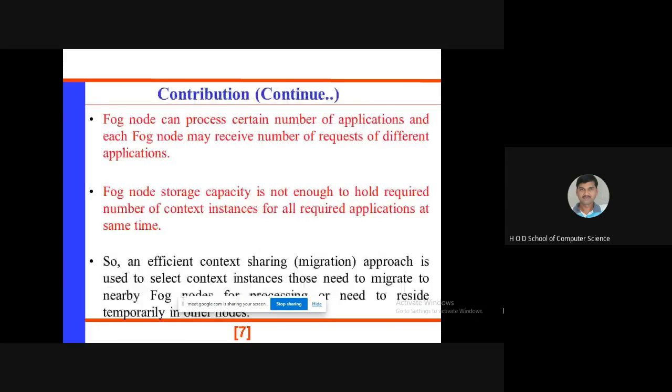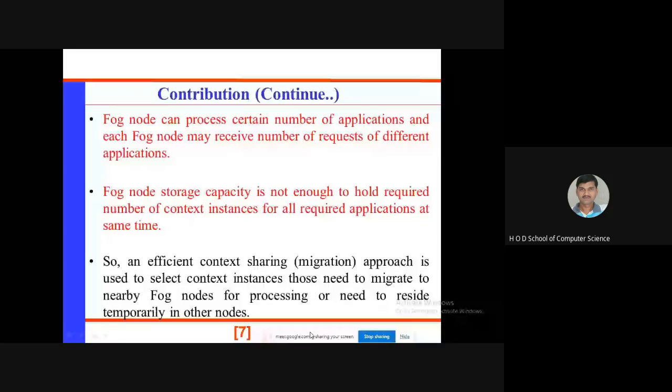Right. Now we are coming to the contributions. The fog node can process a certain amount of applications, and each fog node may receive a number of requests from different applications. Right, this is what the problem is. The fog node storage capacity is not enough, which is also a problem. So an efficient context sharing and context migration approach is used to select the context instances that need to migrate to nearby fog nodes for processing or need to reside temporarily on other nodes. So this is the actual contribution here.